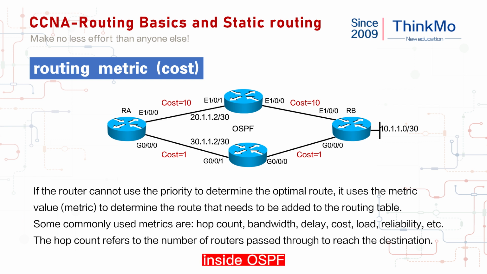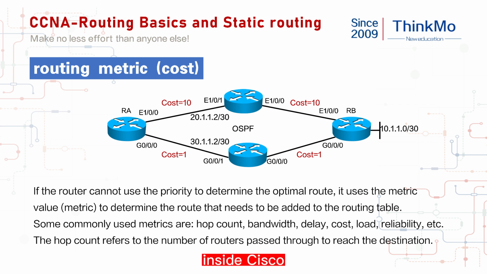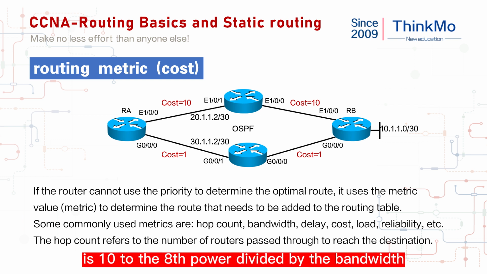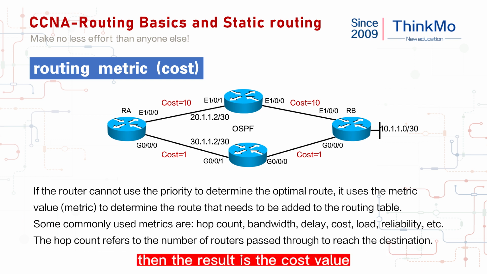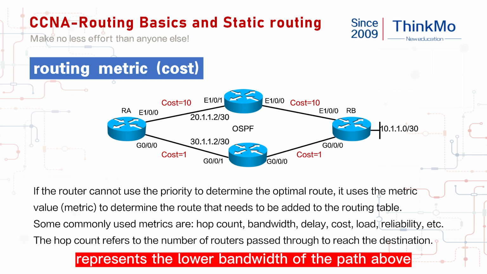Inside OSPF, cost is calculated based on bandwidth. In Cisco, it is 10 to the 8th power divided by the bandwidth, and the result is the cost value. Theoretically, the larger the bandwidth, the smaller the cost value. This is a very good path. Now if cost is equal to 10, it means that the cost is greater, which represents lower bandwidth on the path above. We want to choose the path with large bandwidth, so OSPF route selection is completely correct.